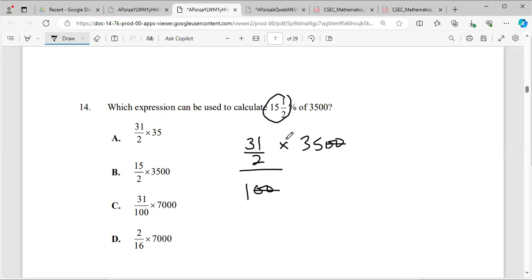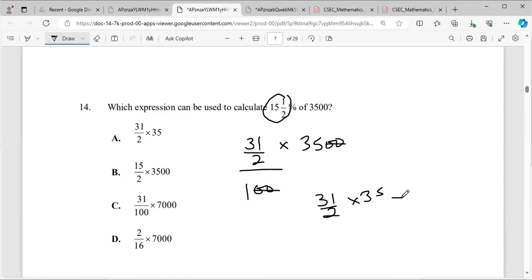And now, this would give you your answer, right? Because this is 1 down, so it will be 31 over 2 times 35. Yes, sir. So guys, do we agree it's A? We can actually check it too, you know.